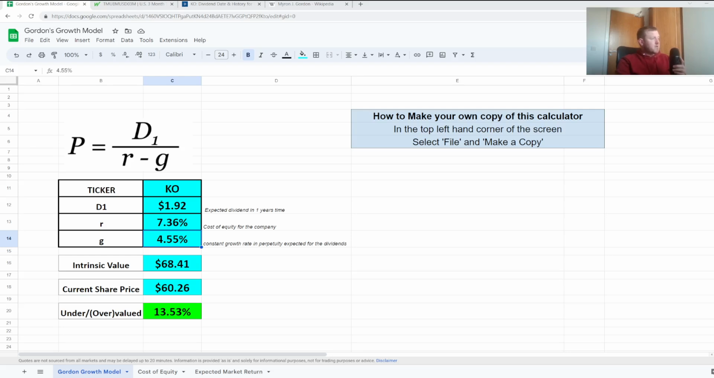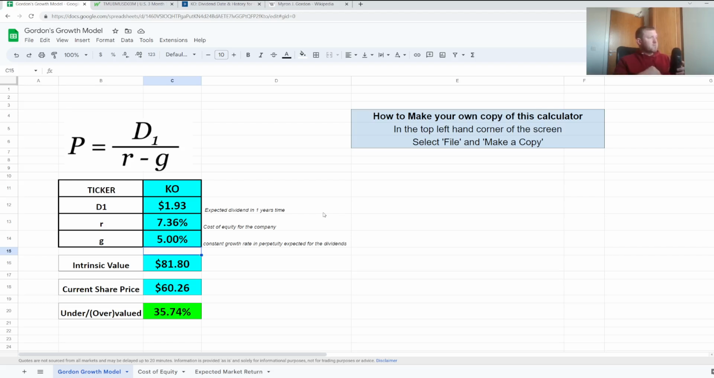Let's say, for example, here I change my growth rate from 4.55% to 5%. All of a sudden, it is giving Coca-Cola an intrinsic value of $81.80 per share and showing that the company is currently 36% undervalued. So that's quite a large change just from a small little change in the growth rate. So two people who do this same calculation can end up with completely different answers.